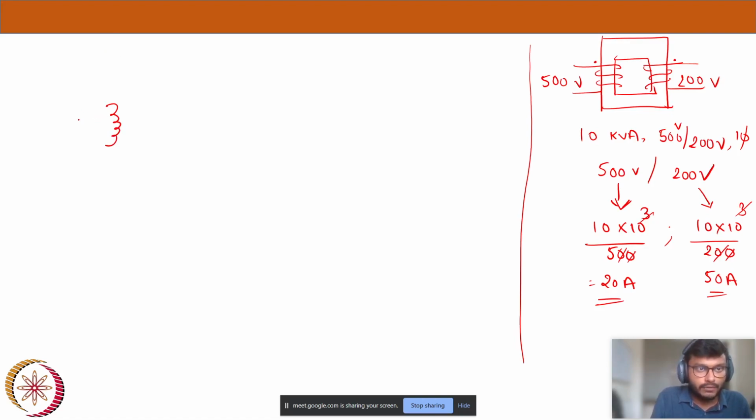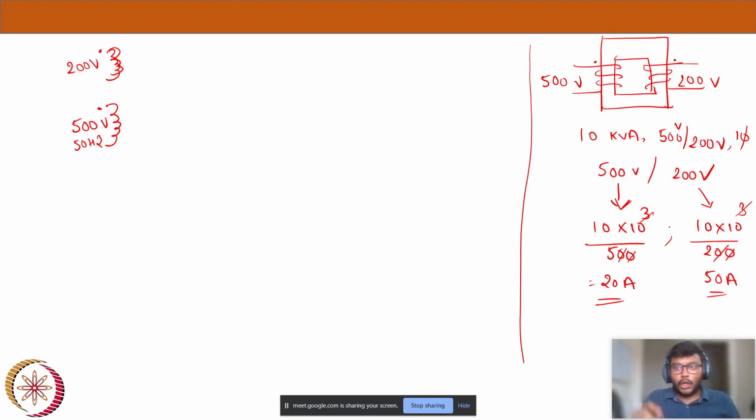Let's say this is my HV winding. I will write 500 volts, 50 hertz, and I'm trying to connect in series. This is my 200 volts. Now, there is this 500 volts coil, and let me also give the dots here. This is the dot for 500, and there is this dot for 200.